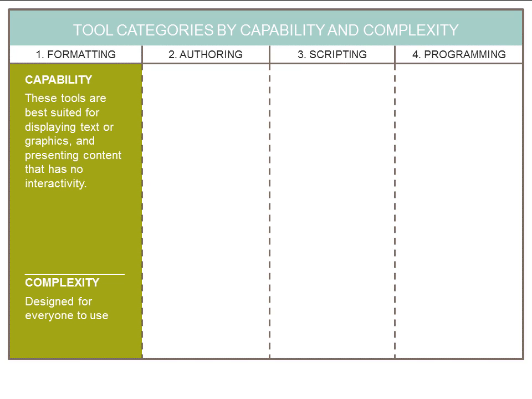These are capability and complexity level of 1, and they're really best suited to presenting content that doesn't have any interactivity. And they're designed to be simple enough for anyone to use. So a tool that might fit into this category, for example, would be like Microsoft Word.